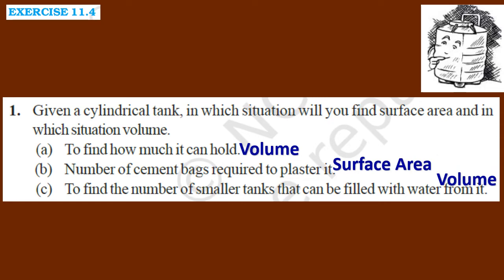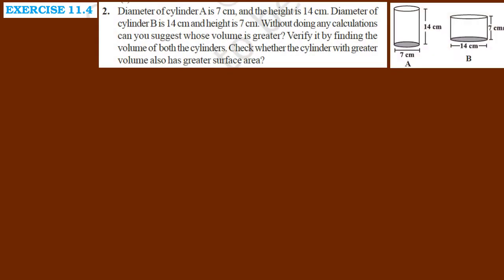So let us move on to question number 2. Diameter of cylinder A is 7 centimeter and height is 14 centimeter. Diameter of cylinder B is 14 centimeter and height is 7 centimeter. Without doing any calculations, can you suggest whose volume is greater? Verify it by finding the volume of both the cylinders. Check whether the cylinder with greater volume also has greater surface area.